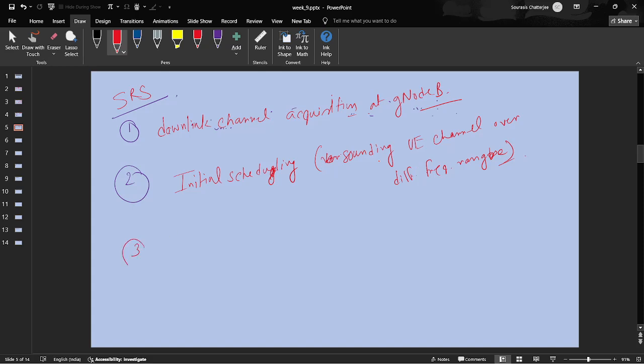Any other use for SRS, something similar to one but in the opposite way? MCS calculation. Okay, but when you talk about MCS calculation, as of now we have seen that it is done at the user end. MCS calculation and feedback. Can it happen the other way around?